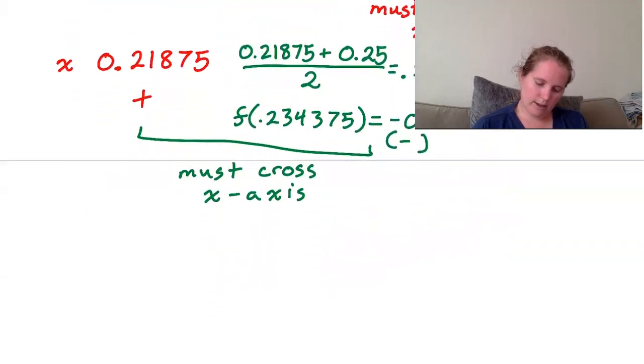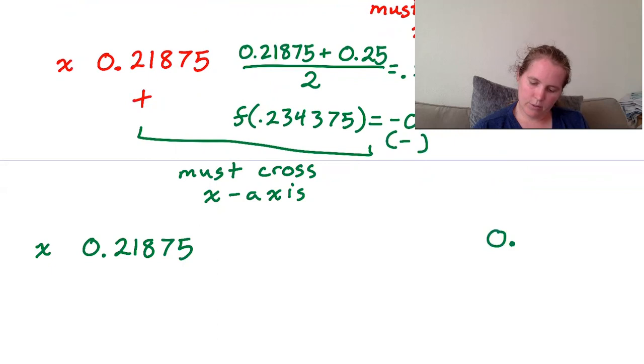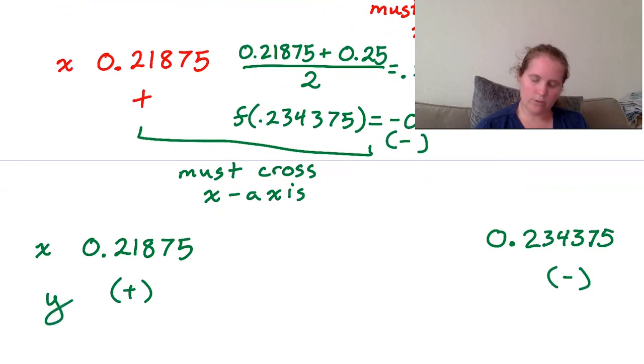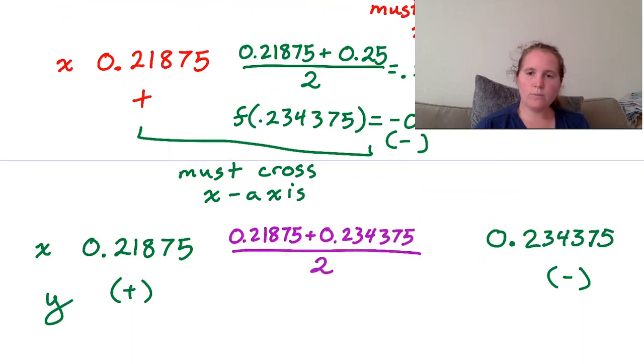So our left side is at 0.21875. Our right side is this 0.234375. We are positive on the left, negative on the right for our y values or for our function. Again, find our new midpoint. So we have our 0.21875 plus 0.234375. Divide that by 2.